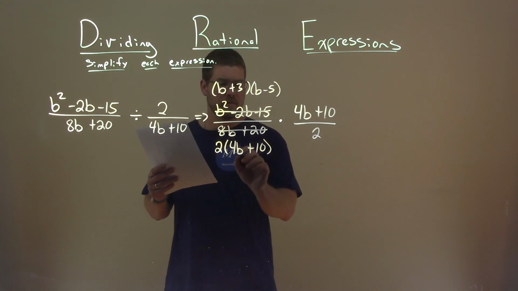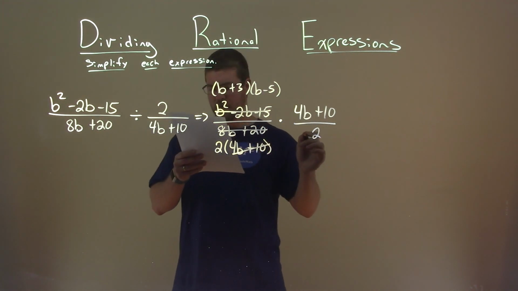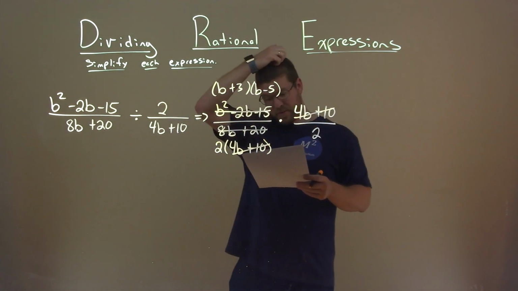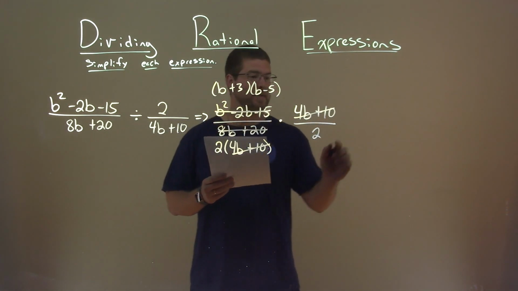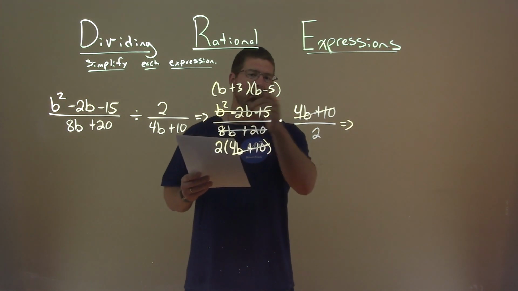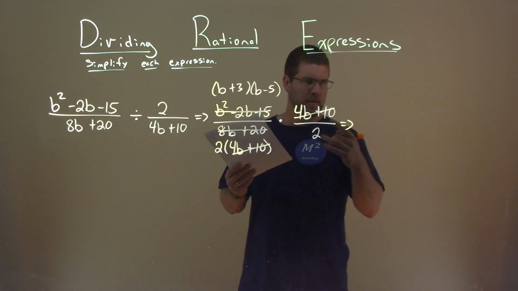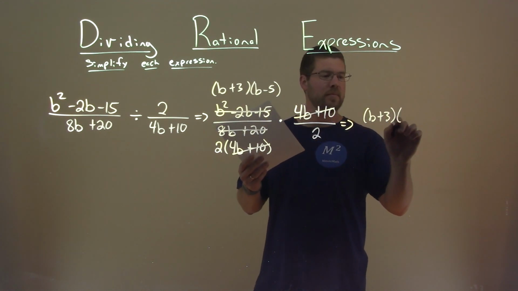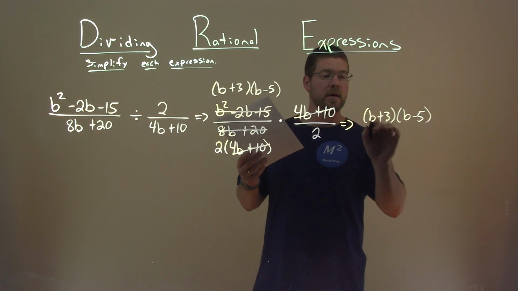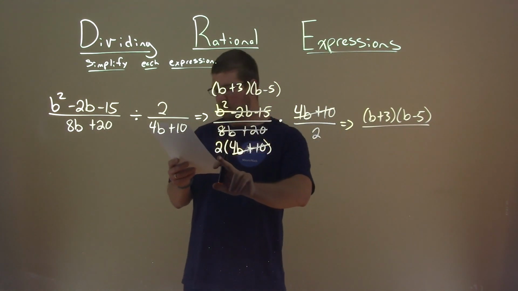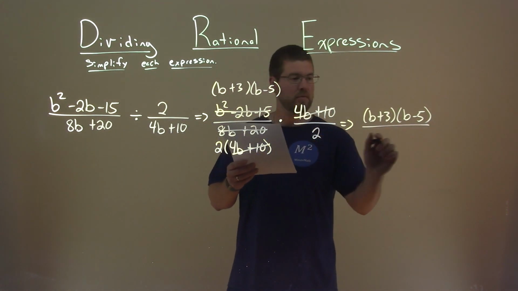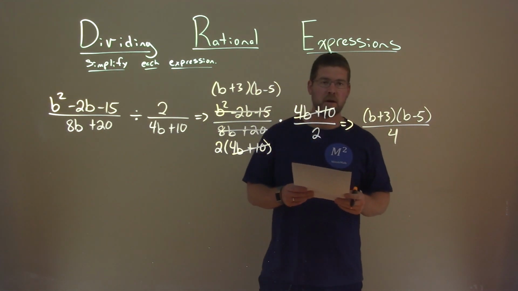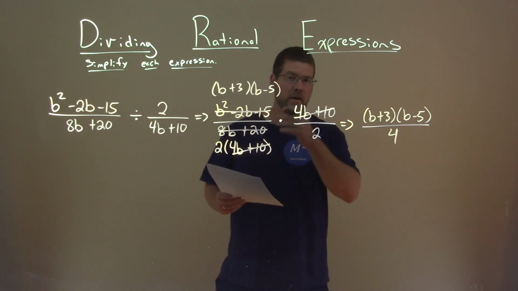So now let's eliminate some stuff. 4b plus 10 here, and 4b plus 10 here. Eliminate, and nothing else really eliminates that I can see. So up top, we still have the factored simplified form, b plus 3 times b minus 5. In the denominator, we have this 2 times that 2, which gives us a 4. And so b plus 3 times b minus 5 divided by 4 is our final answer.